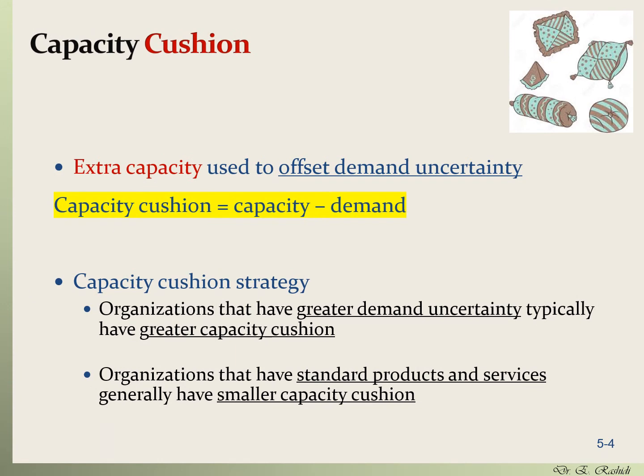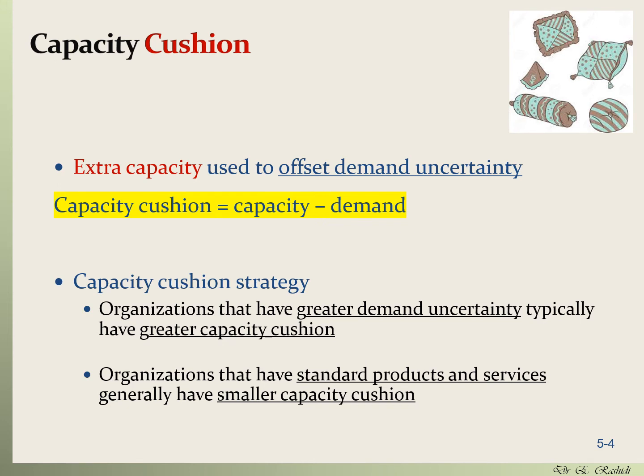Capacity cushion. One important step in capacity planning is to estimate the required capacity. That means the demand in the market that you estimate in the future that you want to supply to, you want to provide to. But that's an estimation.